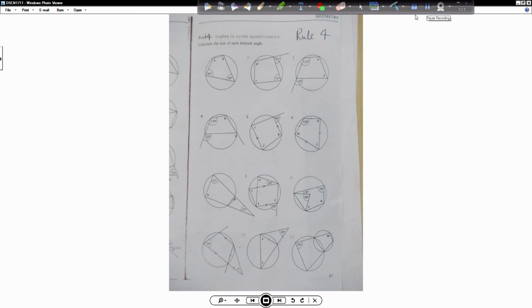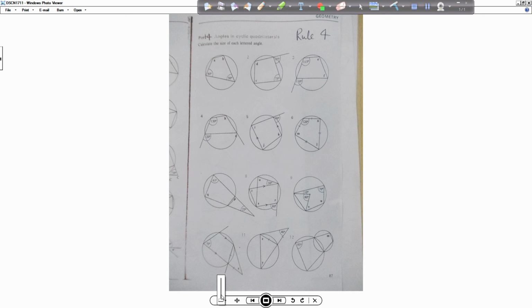Rule number 4. I love rule number 4. Rule number 4 is a nice, lovely rule. What is rule number 4? Somebody read to me rule number 4. Angles in a cyclic quadrilateral.